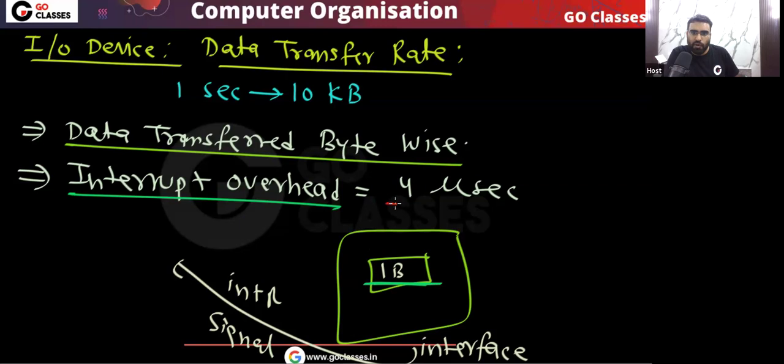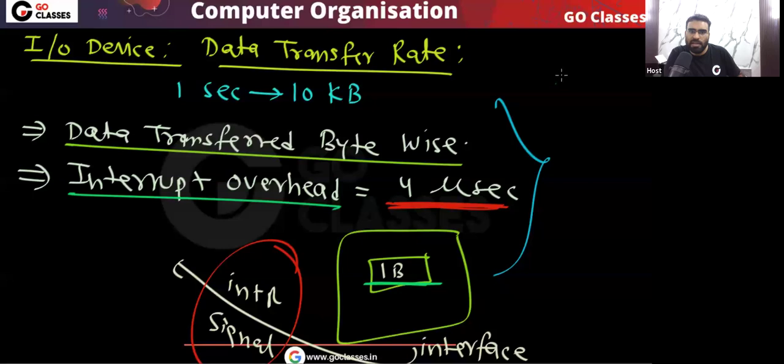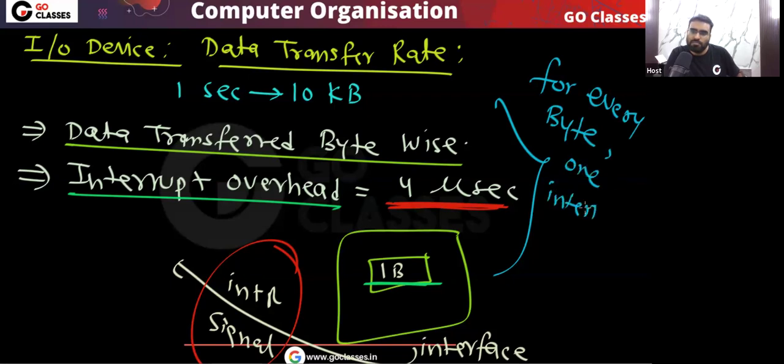I can say for every byte, an interrupt signal will be generated, and finally I can say for every byte, 4 microsecond will be wasted. Is this clear? 4 microsecond will be wasted for every byte. Tell me, how many interrupt signals will be generated? For every byte, one interrupt signal will be generated.